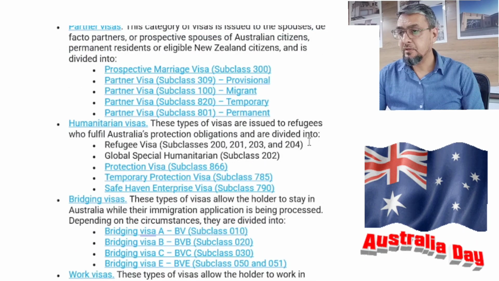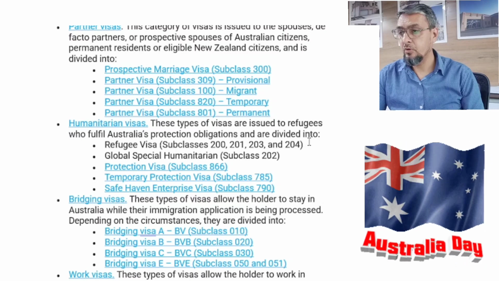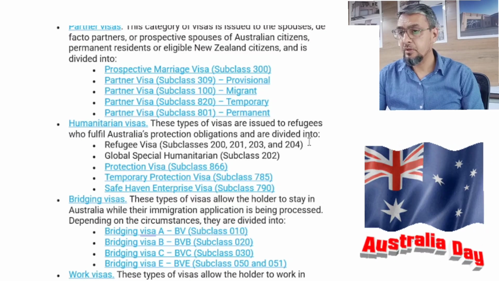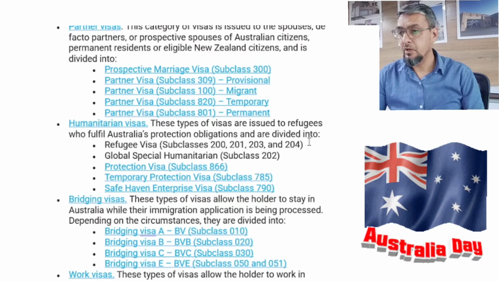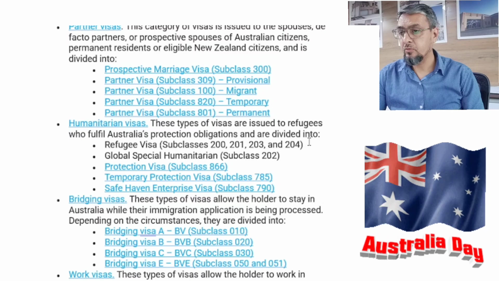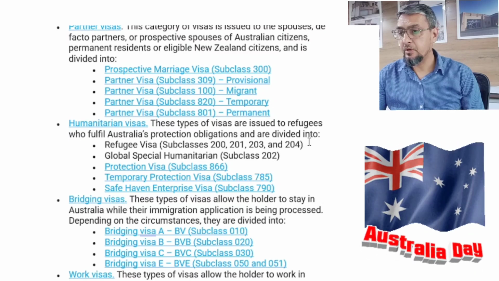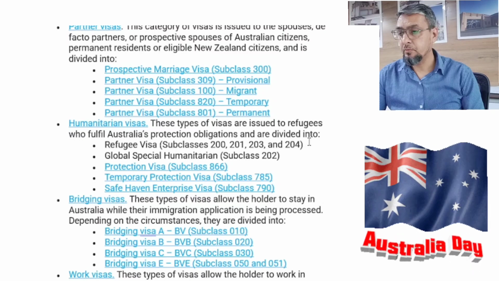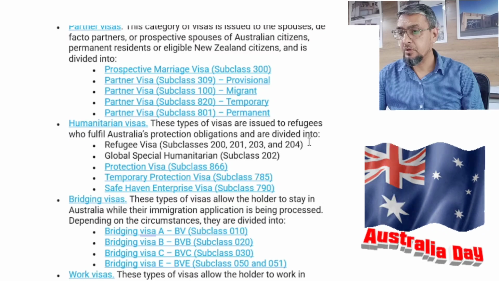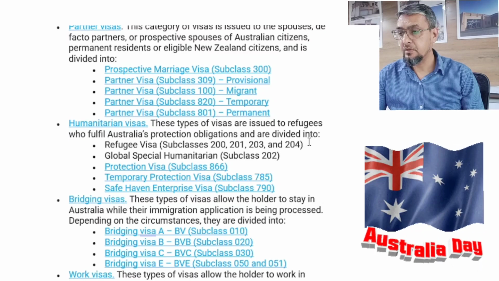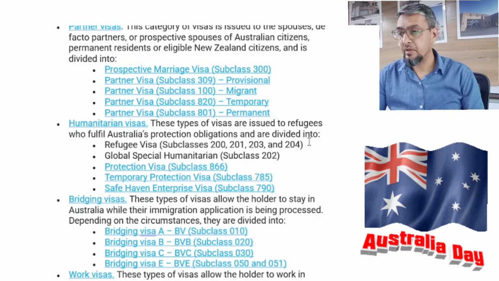Humanitarian visa. This type of visa is issued to refugees who fulfill Australian protection obligations and is divided into refugee visa subclass 200, 201, 203 and 204. Global special humanitarian subclass 202. Protection visa subclass 866. Temporary protection visa subclass 787. Safe haven enterprise visa subclass 790.